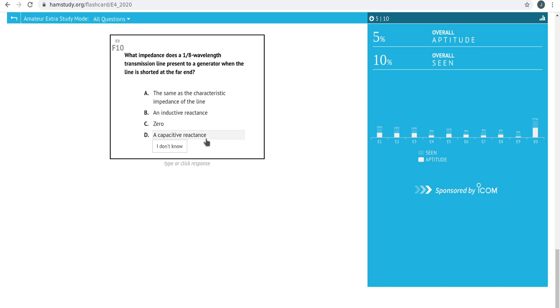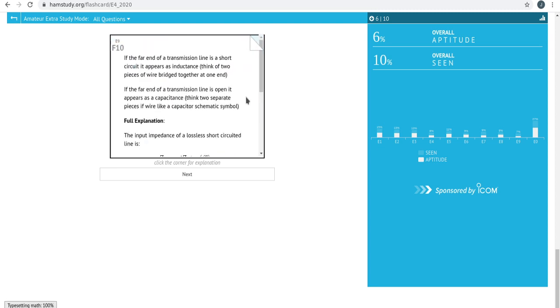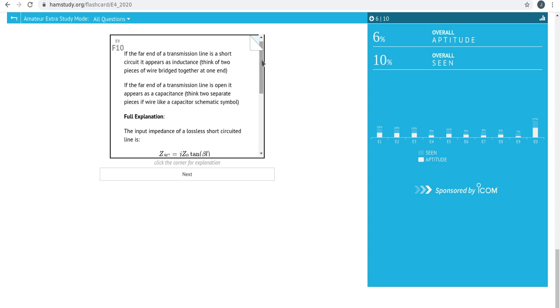And I do not know this one. I believe it's inductive, so I'm going to guess B. That is correct. If the far end of the transmission line is a short circuit, it appears as inductance. If the far end of the transmission line is open, it appears as capacitance.